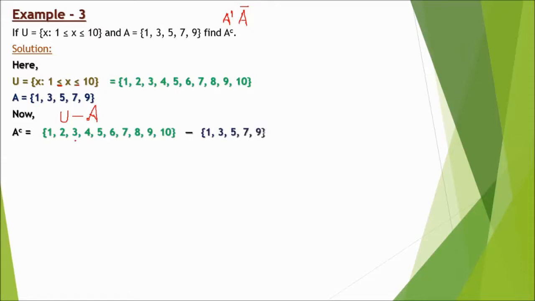Now as there is a difference, we can cancel the common elements. We can cancel 1, 3, 5, 7, and 9 also. So we have to focus only on the first set, and let's write the remaining elements. The remaining elements are 2, 4, 6, 8 and 10.